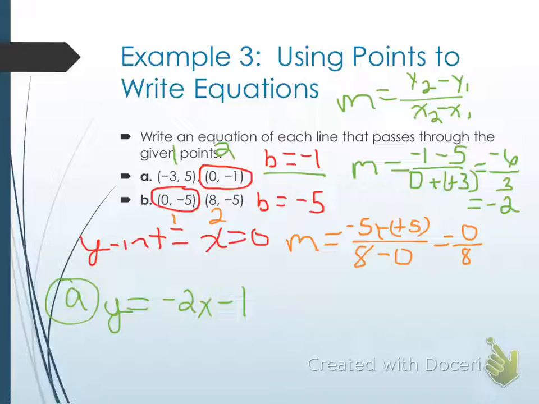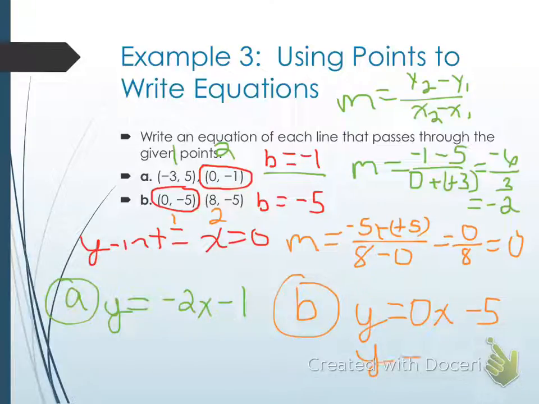0 divided by anything is just going to be 0. Now, it really matters where the 0's at. If the 0's in the top, it's okay. It's a 0 slope. If the 0's in the bottom, remember it's undefined. So to write our second equation, we're just going to have y equals my slope, which is 0x, minus 5. And remember, 0x, so I could just write this as y equals -5.